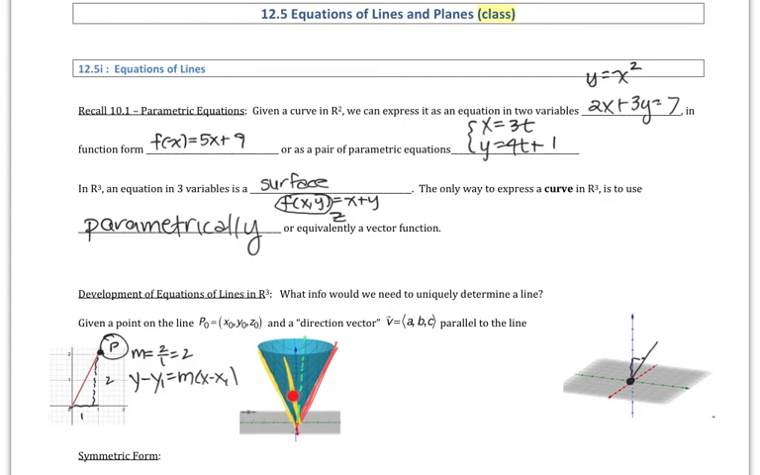It doesn't in 3 dimensions, because if we give slope or steepness, there's a lot of lines with that same steepness. So what we have to do instead in 3 dimensions, instead of just giving a slope, is we give a direction vector.